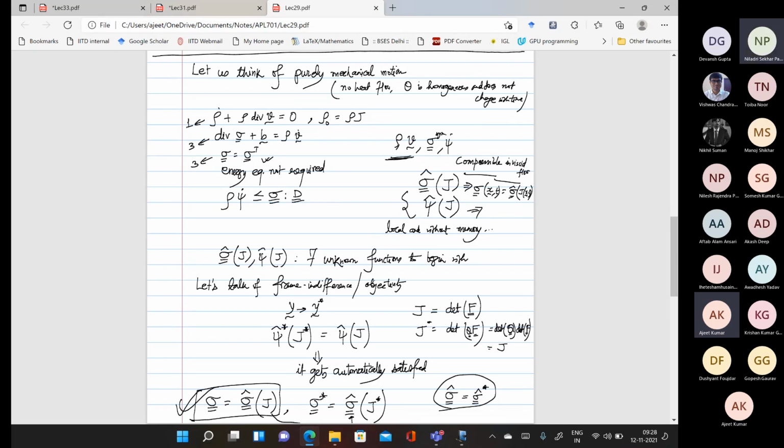If we apply compressible inviscid fluid there, then we use the argument J, because here rho and J are both dependent. That's why we use only J as the argument. And compressibility and incompressibility also depend on J.